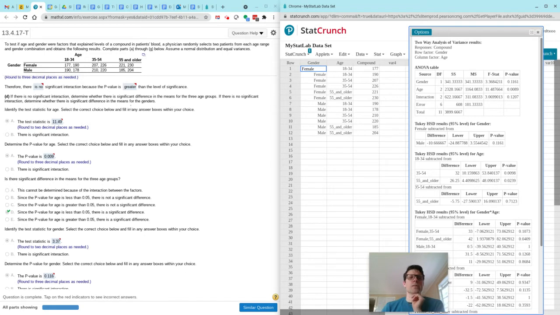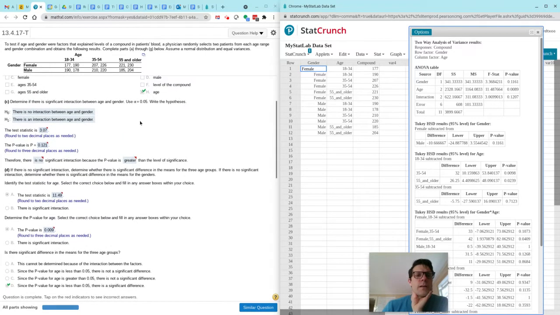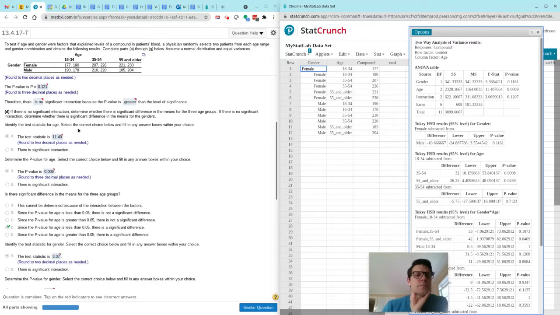determine whether there's a difference in the means for the genders. Okay, sorry. I don't think I read that right. There is no significant interaction, which we determined there wasn't, right? The reason was the p-value was high. It was above the 5% significance. And if there's no significant interaction, determine whether there's a significant difference between the means of the three age groups.